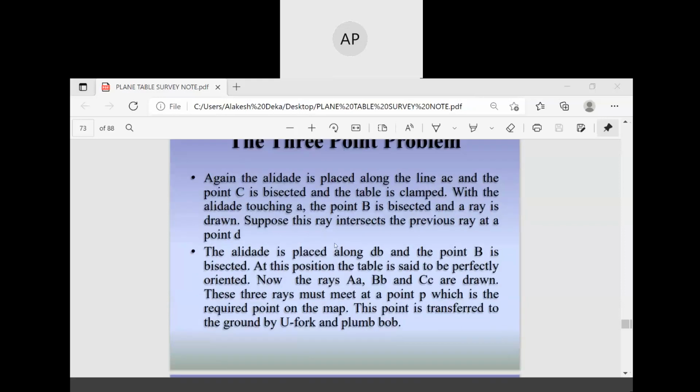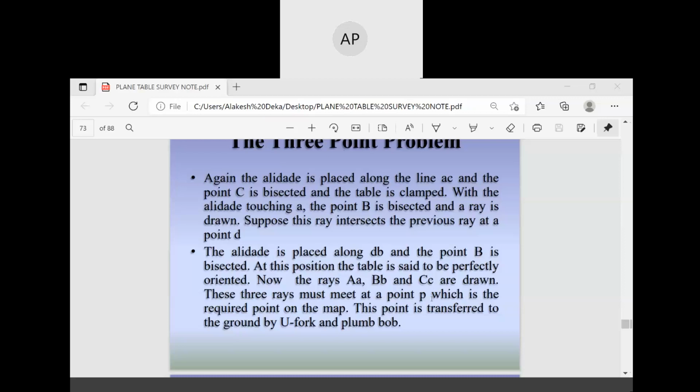The LED is placed along DB and the point B is bisected. At this position, the table is said to be perfectly oriented. Now the rays A, B, C are drawn. These rays must meet at a point small p, which is the required point on the map. So this point is transferred to the ground by U-fork and plumb bob.